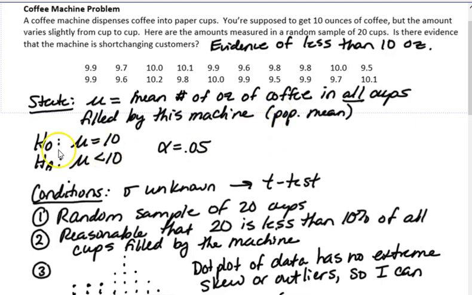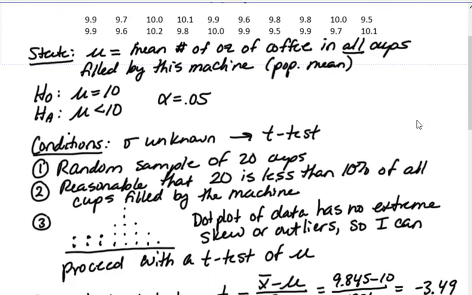So our null hypothesis is that mu is 10. In other words, nothing's happened, the machine's working fine. The alternate, the one we're trying to find evidence for, is that the machine's shortchanging the customer. In other words, is there evidence that mu is less than 10? We're going to do this at an alpha significance level of 5%. Because sigma is unknown, we have to use a t-model instead of a normal model because we don't have any population standard deviation given to us.